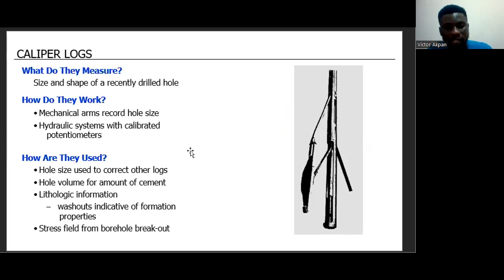So caliper logs, what do they measure? The diagram to our right shows an example of a caliper log with 3 arms. These arms are pushed out hydraulically, and they touch the side of the borehole. The hydraulic system, which is calibrated in inches or centimeters, gives information to correct the log for sensitivity to borehole size. It can also be used to determine how much cement, and what kind of cement, will be needed when casing or lining the well. And it can also be used to obtain certain lithologic information, such as areas of washouts, areas of loose or unconsolidated rocks, and to determine stress fields from borehole breakouts.